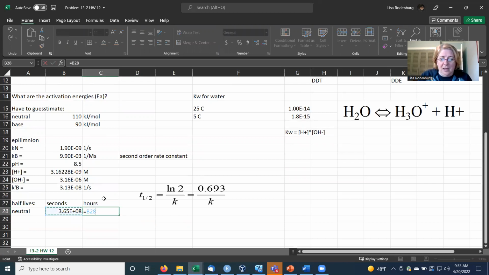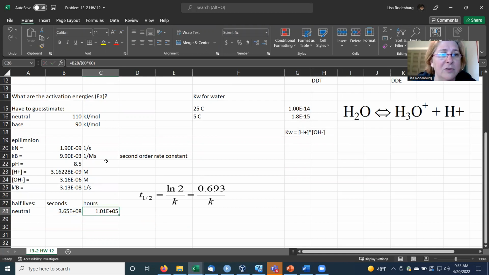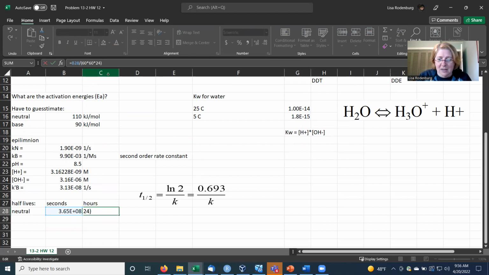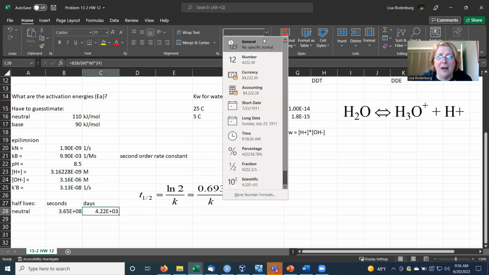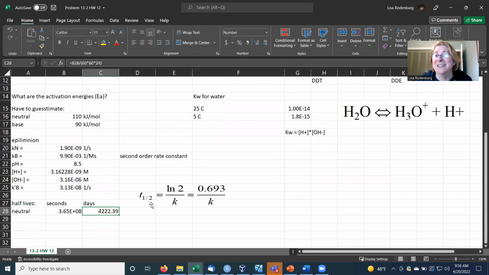So if we divide this by 60 seconds per minute and 60 minutes per hour, we get still 1 times 10 to the 5th hours. So then let's also multiply that by 24 hours in a day. That would give us days. That's at least a number I can wrap my head around. 4,000 days, so more than 10 years, right?